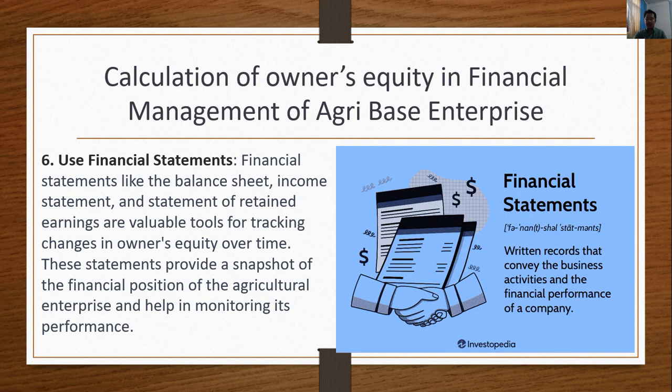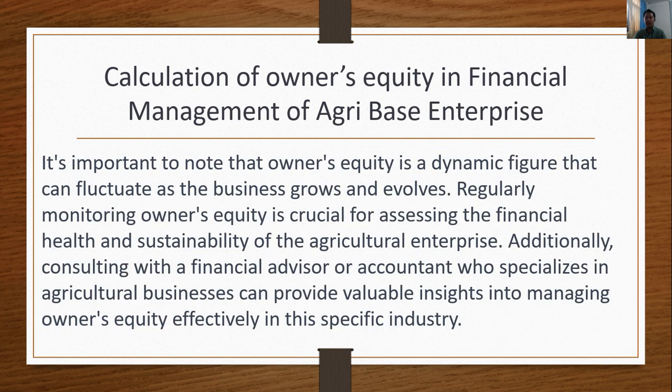And also use financial statements. Financial statements are written records that convey the business activities and the financial performance of the company. Like the balance sheet, the income statement and statement of retained earnings, they are valuable tools for tracking changes in owner's equity over time. These statements provide a snapshot of the financial position of the agricultural enterprise and help in monitoring its performance.